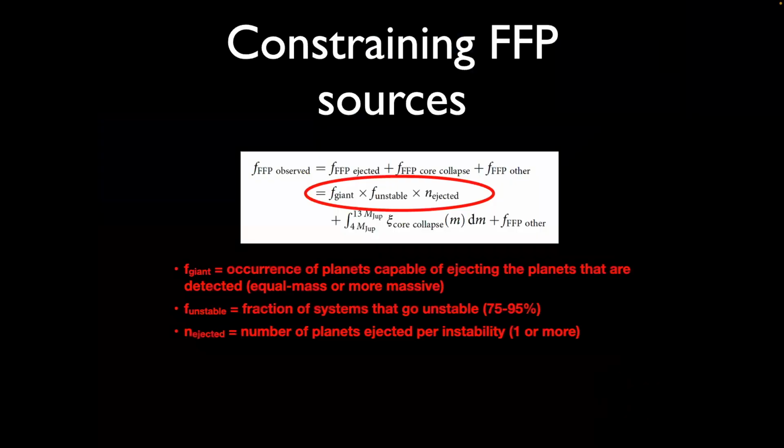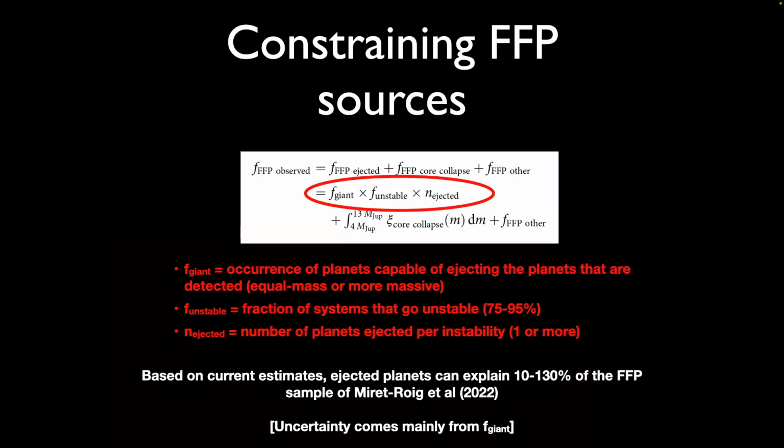And so going back to what I was talking about at the start, these different factors. So now we know that basically pretty much all systems go unstable. That's the second one. I'm jumping ahead of myself. So we want to know F giant better, right? The fraction of systems, the occurrence rate of planets that can do the ejecting. That's an observational question. We think based on matching observations that pretty much all systems go unstable, and all systems eject at least 1 planet per instability.